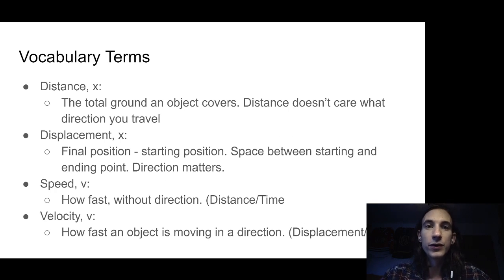And then to get a little bit more specific with our terms, usually these will be more delineated when they show up. So distance is the total ground an object covers. It doesn't care what direction you're going. It just says, how many steps did you take? If you were wearing a Fitbit, it would say this many steps. It doesn't care that you went left and then right, then up and then down if you're going down the stairs. It just says, how many meters did you cover? How much total ground did you cover? Then the displacement is really going to be your final position minus your starting position. So it's the space between your starting and ending point, and direction matters with this.